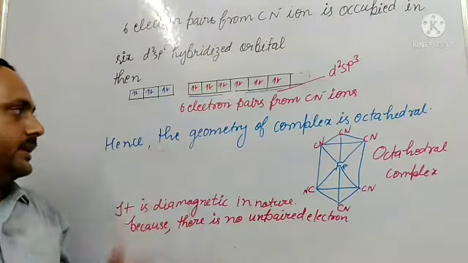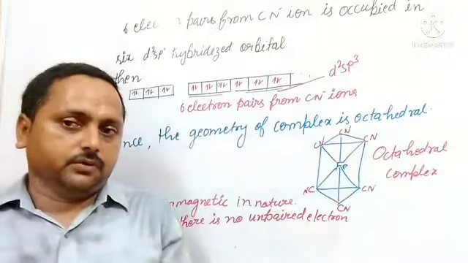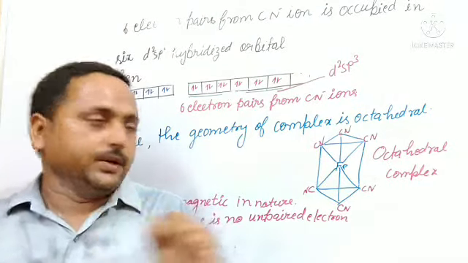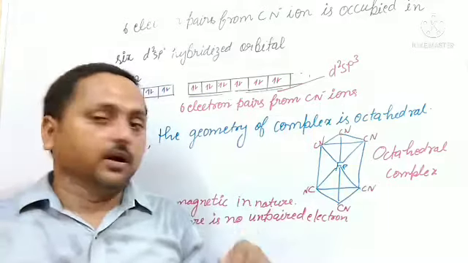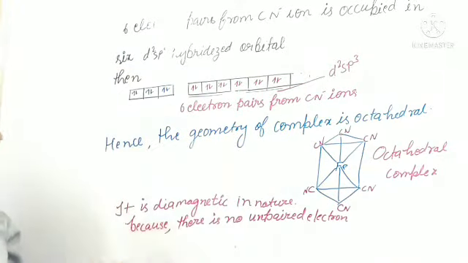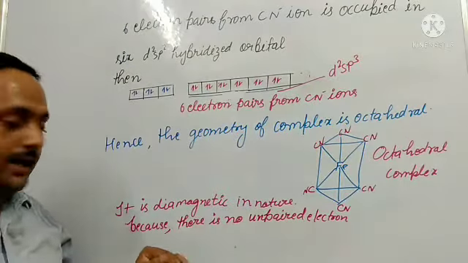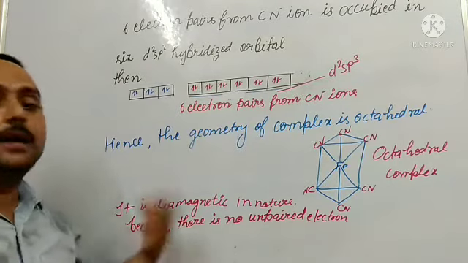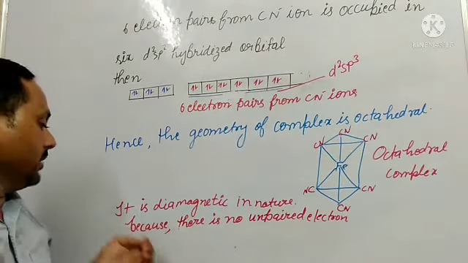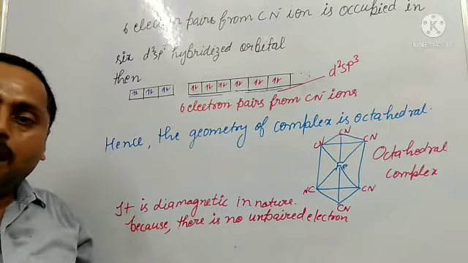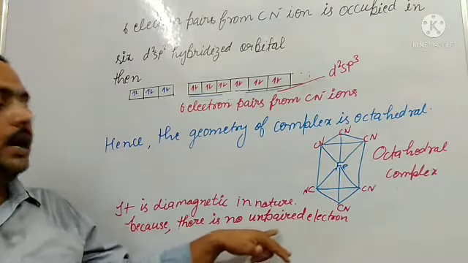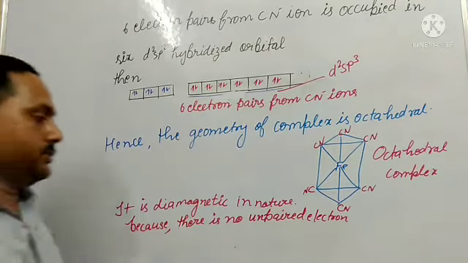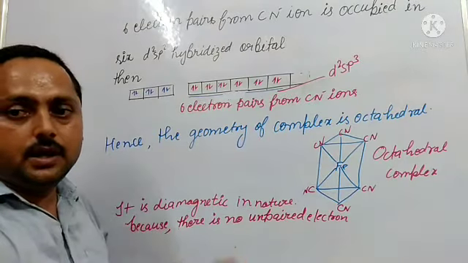From here it is clear that VBT is helpful to tell the geometry. The geometry of this one is octahedral, and the magnetic nature? So what is the magnetic nature? Magnetic nature is diamagnetic. It is diamagnetic due to absence of unpaired electron, or we can say because there is no unpaired electron. Okay, students. So this we have discussed.